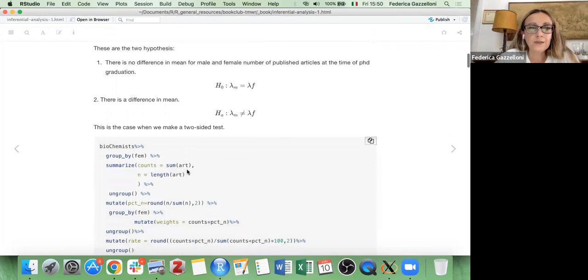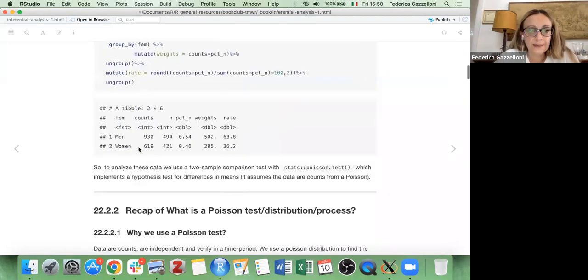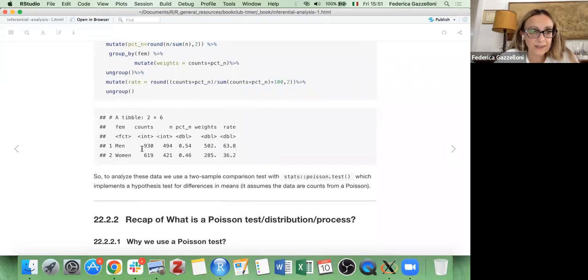So as we have defined the null hypothesis and the alternative hypothesis, we can see, for example, here there's a little summary with the number of men, the number of women, with a percentage of publications and the rate.